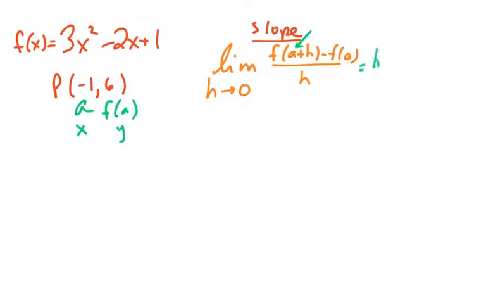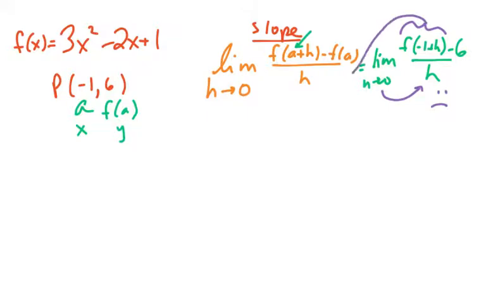That becomes the limit as h goes to 0 of f of negative 1 plus h minus f of a. That's just the y value. That's 6. Well, that's not too bad. Over h. Okay. Well, before I figure out what the heck this guy is, let me just try it to see. Can it work? Can I just plug in h equals 0 now? Oh, I can't. Okay. Well, let's keep going with what we're doing. Maybe some algebra is going to help.